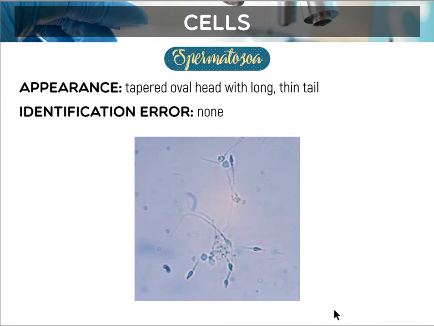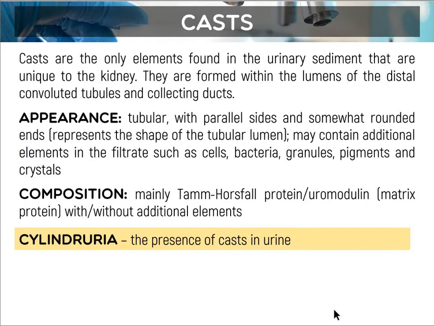All right, so casts are the only elements found in the urinary sediment that are unique to the kidney. Guys, please don't forget that, even if you forget your breakfast. Char, don't forget breakfast, guys. Even if you forget the name of your crush, just don't forget this. Char.